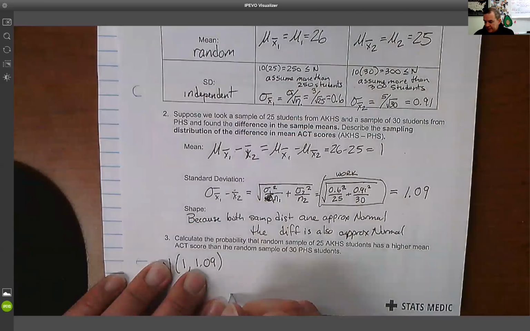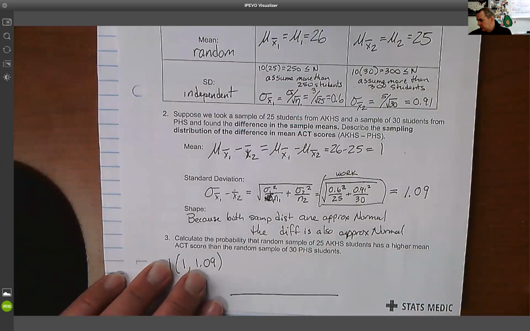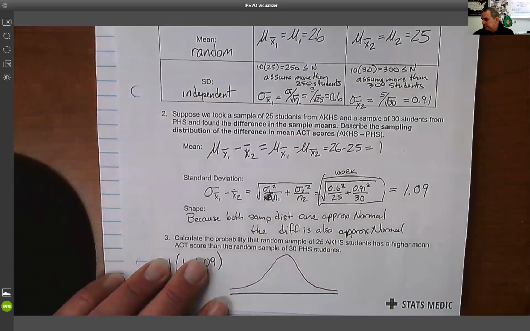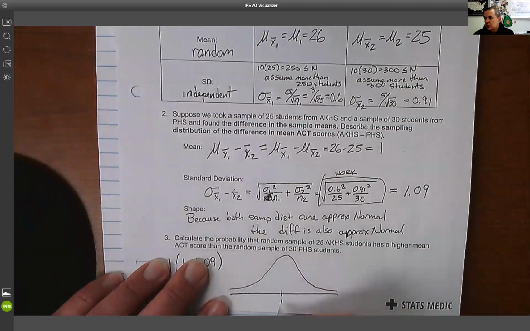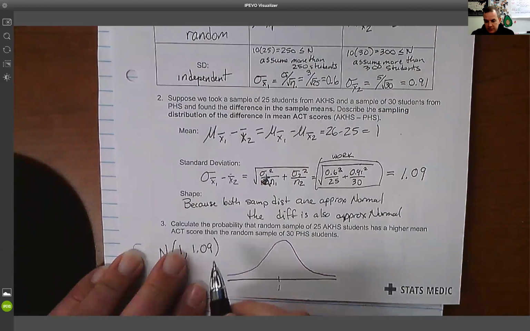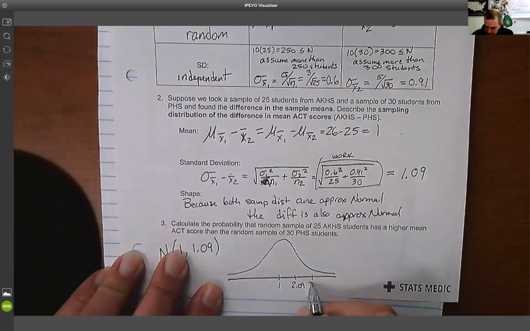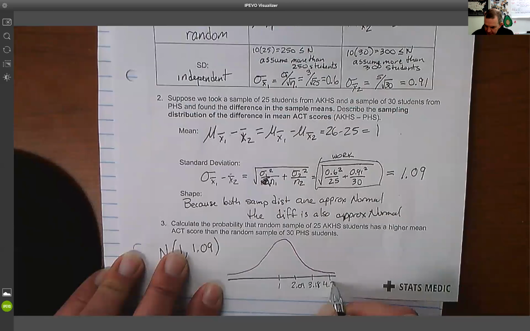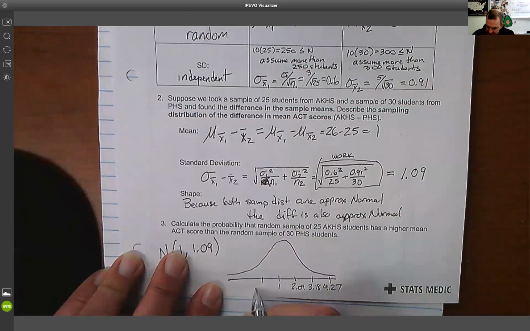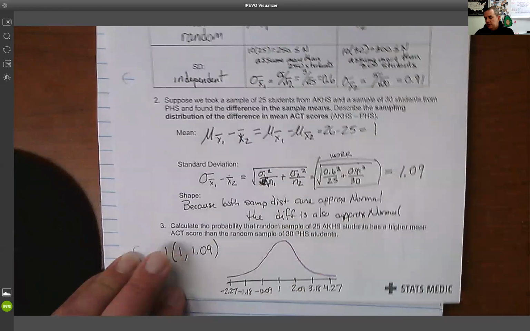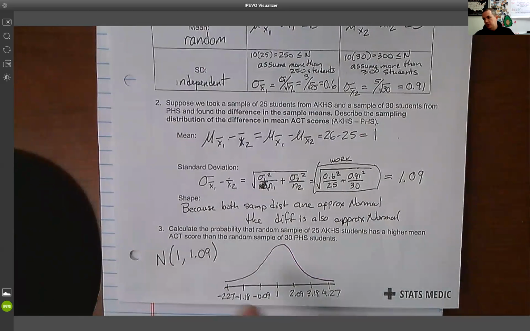So realistically, I have a sampling distribution that looks like this. This is for the difference between the two. It's going to be normally distributed, centered at 1. And now I can add and subtract those standard deviations. Those are 2.09, 3.18, 4.27 as I add. It's going to be negative 0.09, negative 1.18, negative 2.27 as I subtract. So that's what this distribution looks like visually.